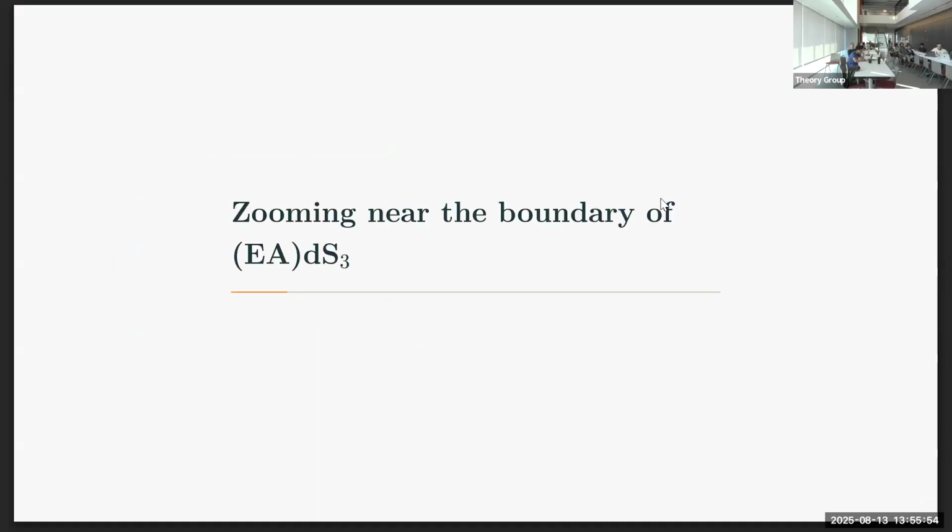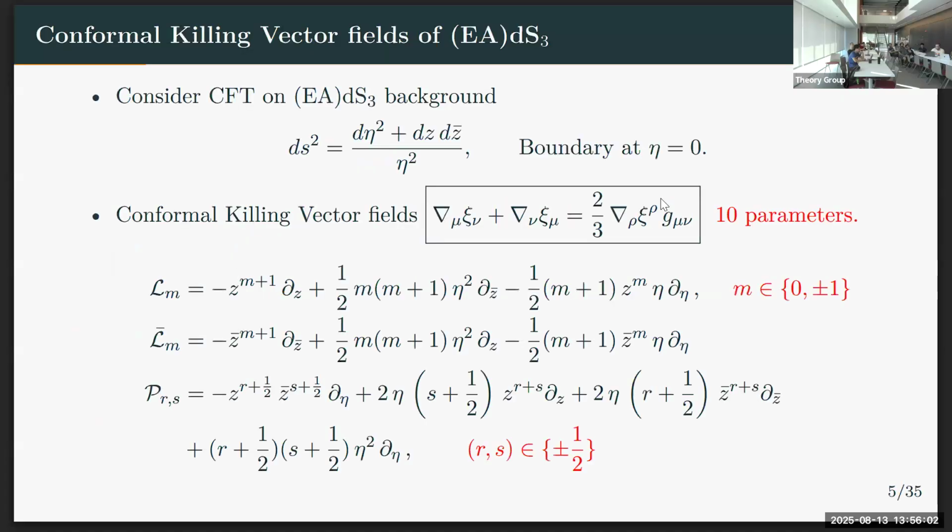Right. So first, let's start with this concept of zooming near the boundary of Euclidean AdS3, and what it means. Suppose I consider a conformal field theory on a Euclidean AdS3 background, and this background is given by this particular line element. There is a conformal factor 1 by eta square in the denominator, and that means that the boundary is at eta equals 0.